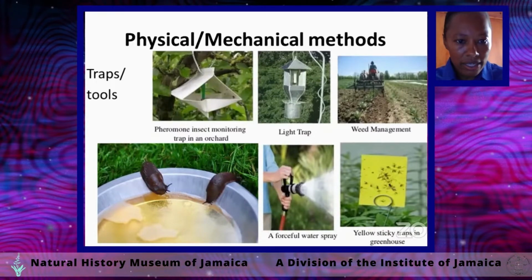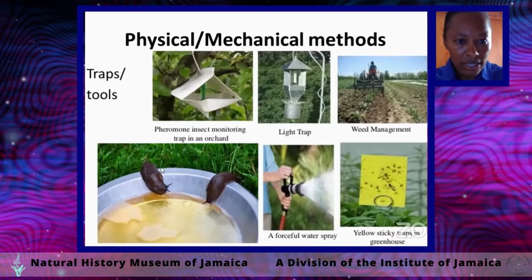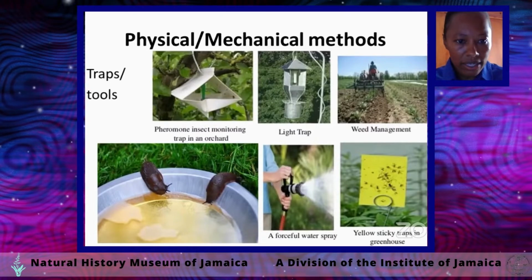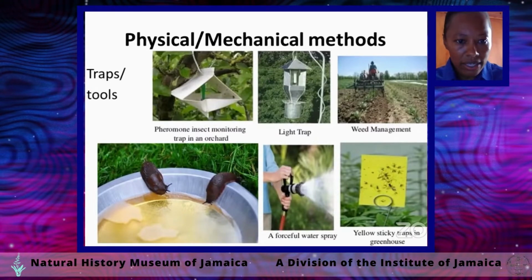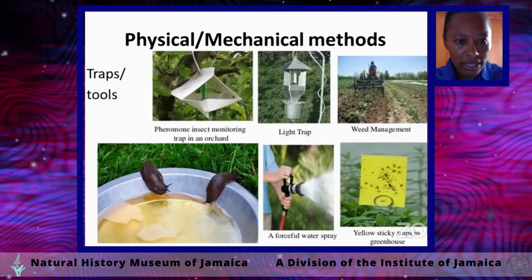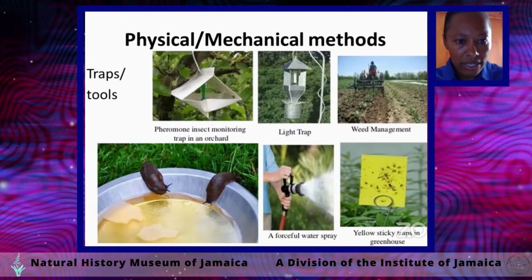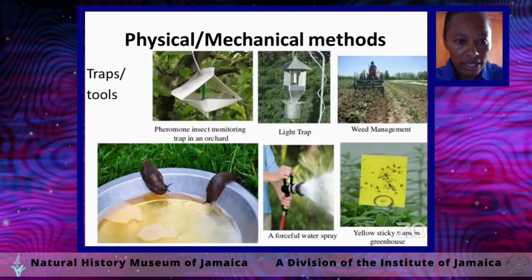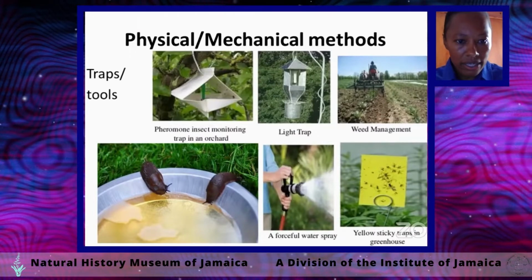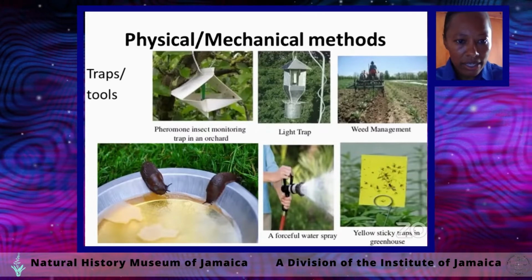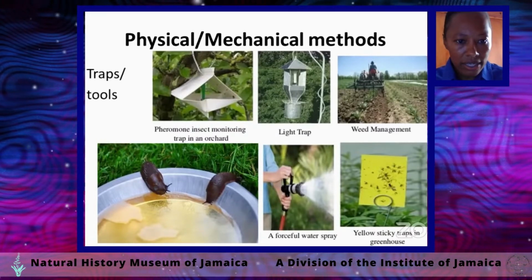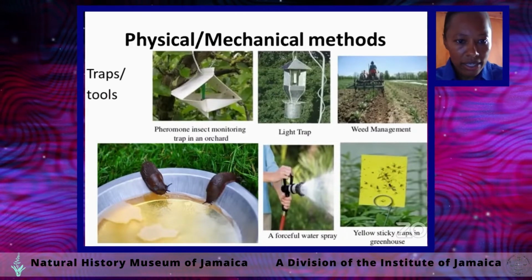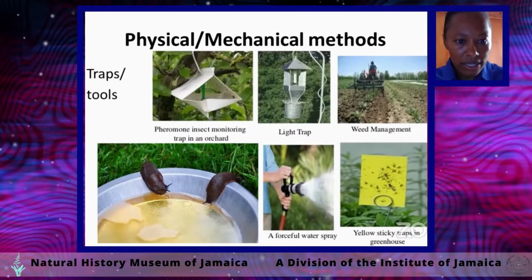On the lower left, you're looking at just a container with, and you'd never guess, beer, and it attracts slugs and snails, and they are really attracted to the yeast present in the beer. And it's not the only thing that is used in terms of the snails and the slugs. We also use it for fruit flies because they are attracted to the yeast present in the beer.